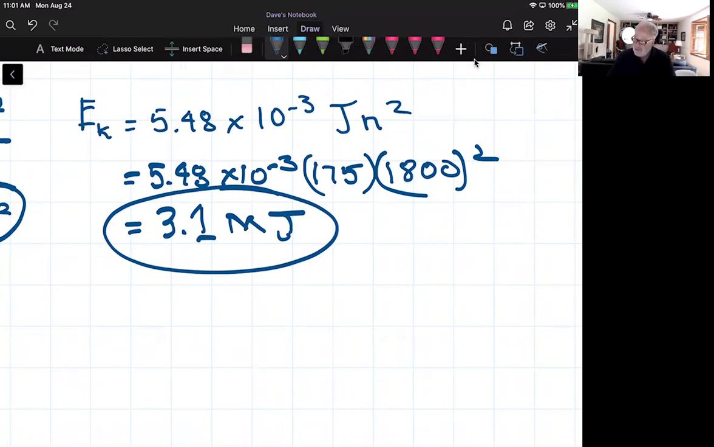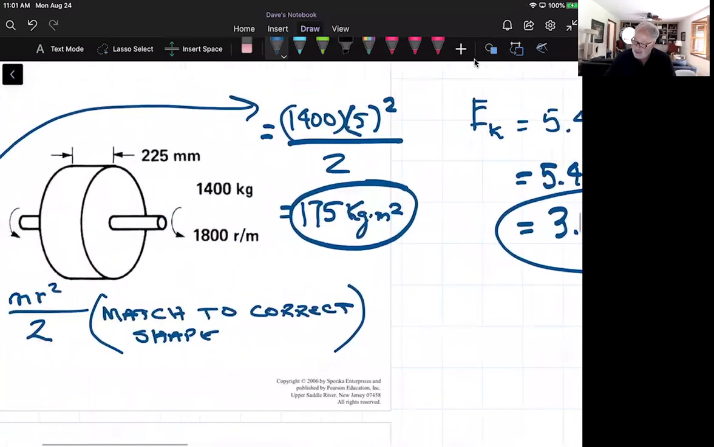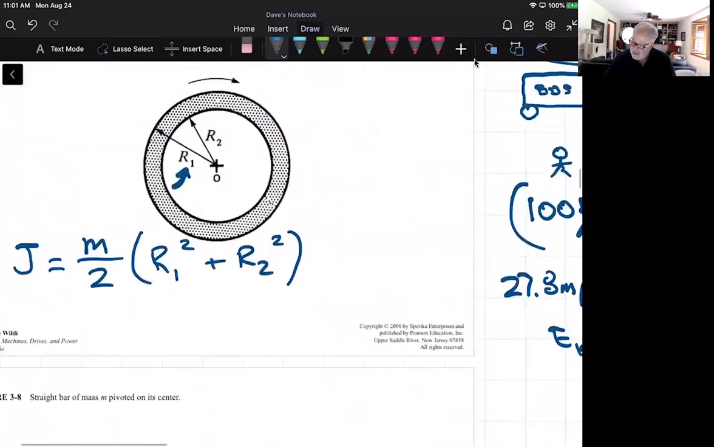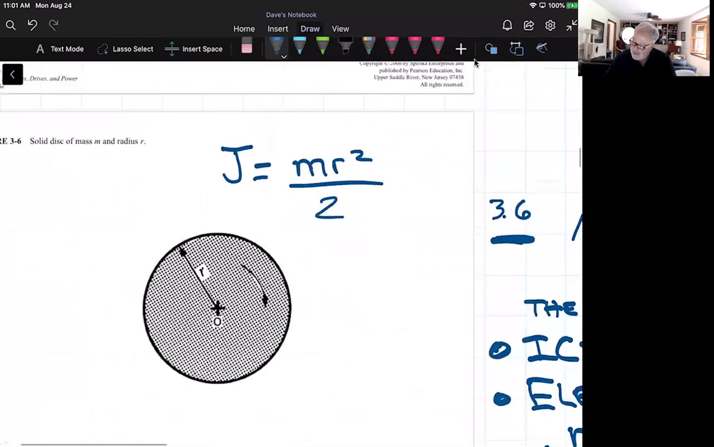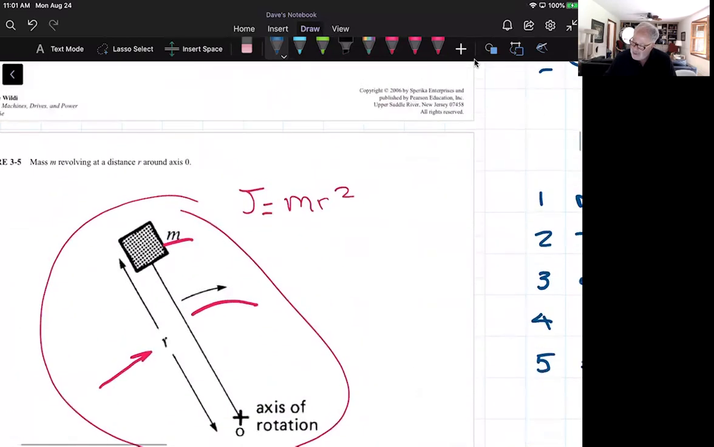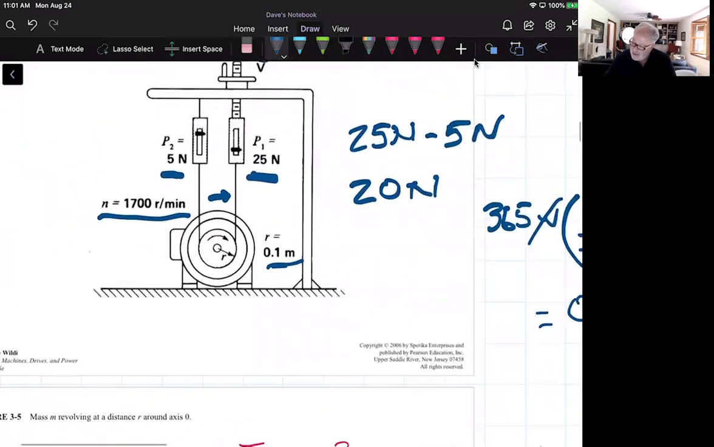Now, I don't know if you remember this, and let me see if I've still got this in here. I want to show you a little something that's interesting, I think.